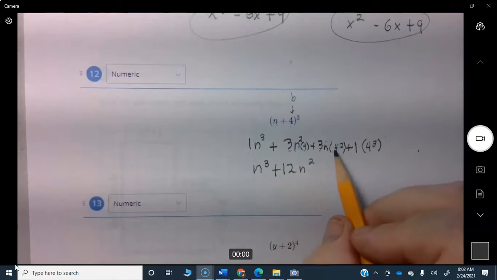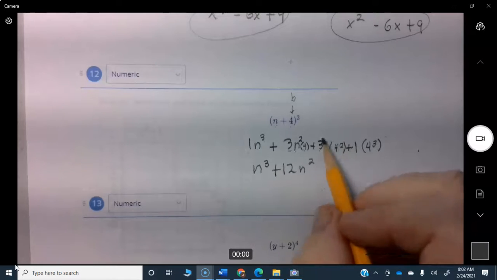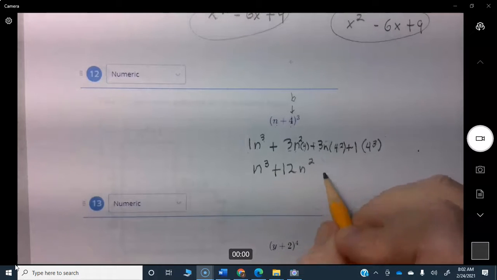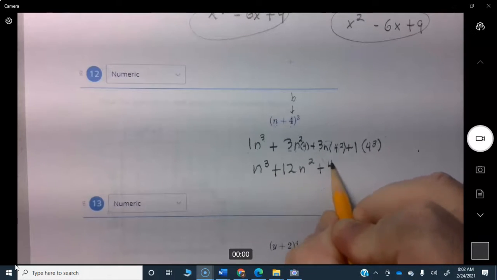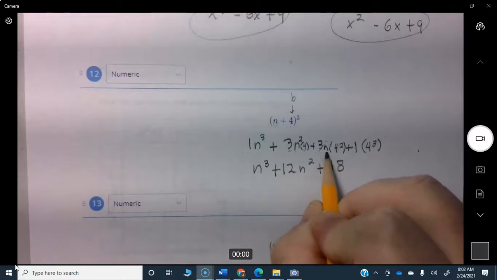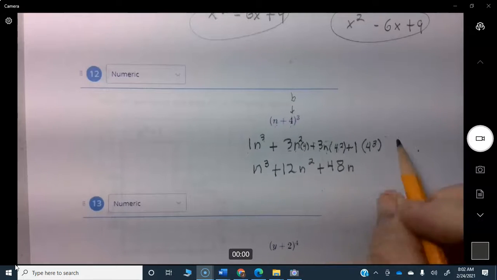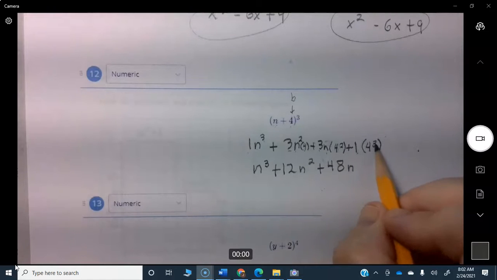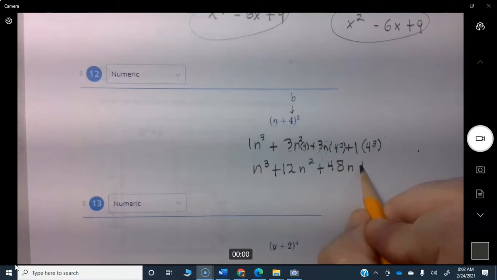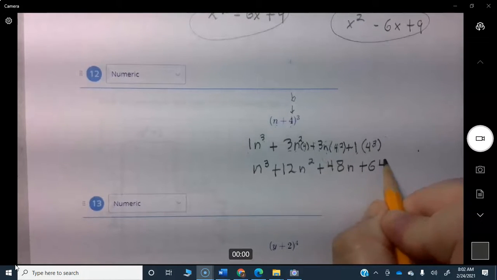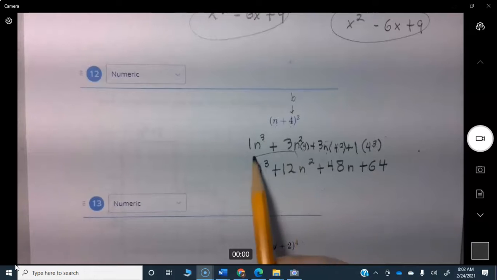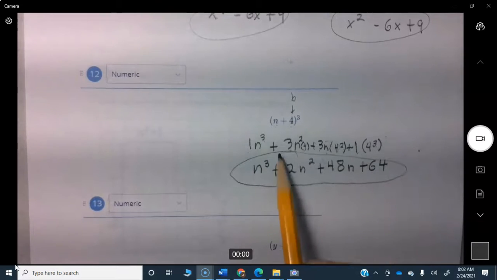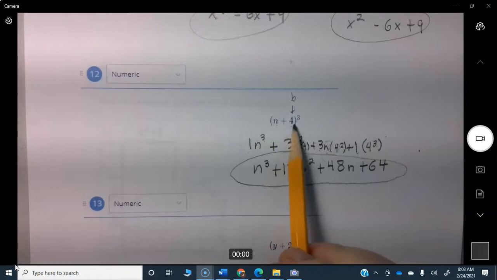Again, do this on a calculator. Don't try to do it in your head if you're not comfortable with it. 16 times 3 is 48. And then I have the n right there. And finally, the last term doesn't have any n. It's 4 to the 3rd. That's 4 times 4 times 4. That's 64. Okay, and that's your final answer. So that's easier than doing a FOIL and then having to do another multiplication after that.